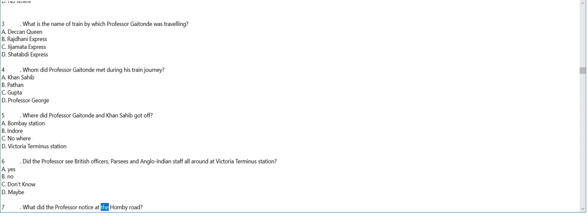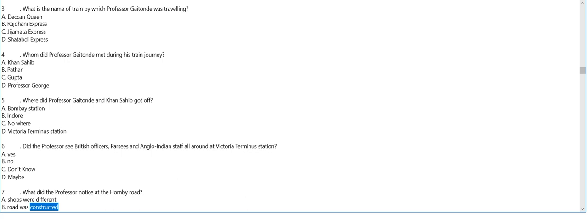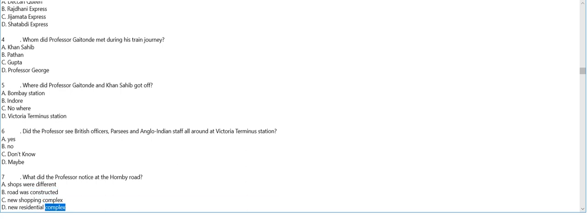7. What did the professor notice at the Hornby Road? A. Shops were different. B. Road was constructed. C. New shopping complex. D. New residential complex.